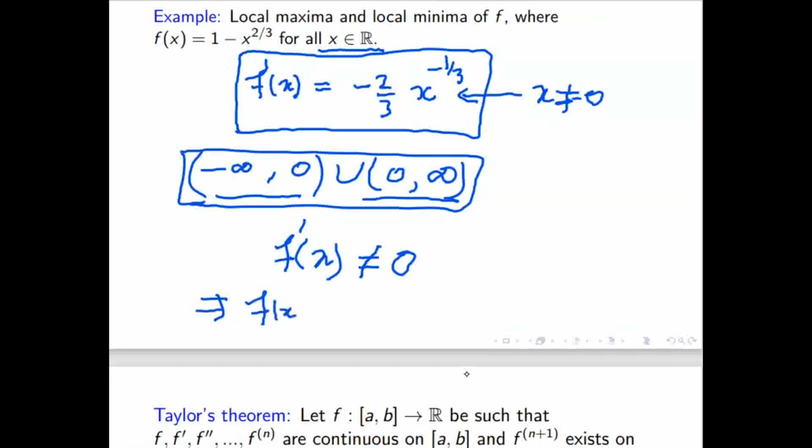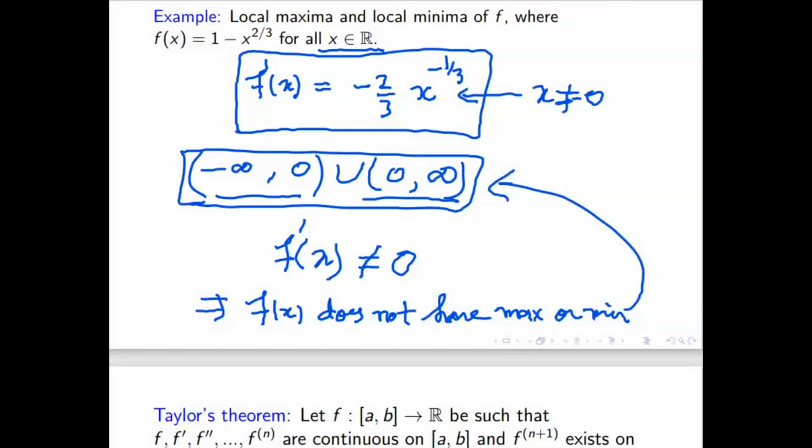So f(x) doesn't have a max or min. We don't know maxima or minima which one in this range. Yes, sir, but 0 can be a critical point for them. No, 0 is not a critical point. The derivative is not equal to 0 at 0. Sir, because at 0 it is not defined, that's why I wrote x not equal to 0. It is differentiable only when x is not equal to 0.